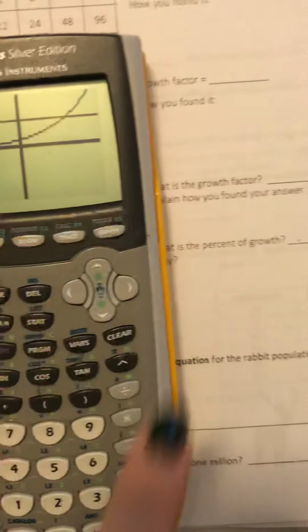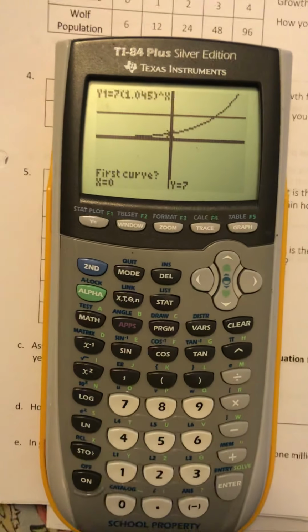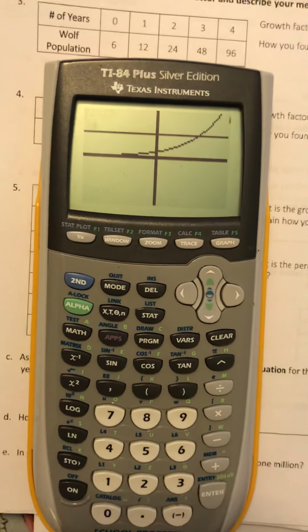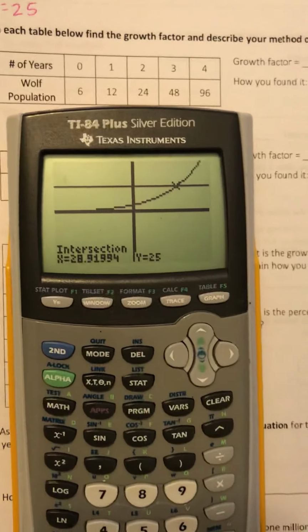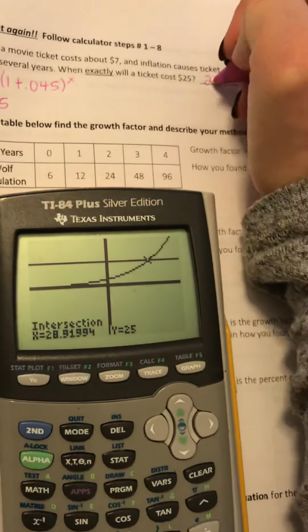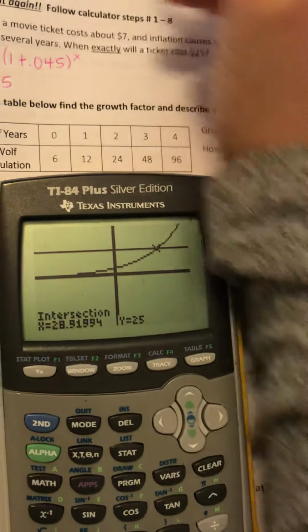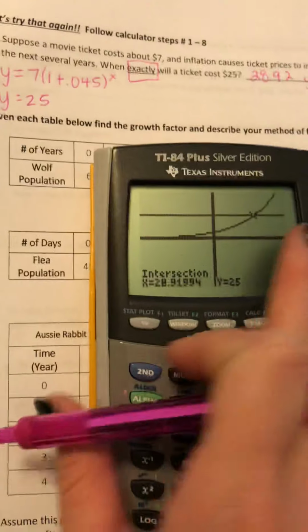Alright, sweet. I want to figure out where they cross, so I'm going to press second trace, number 5, intersect. Enter, enter, enter again. Enter 3 times. And the answer is 28.92 years.